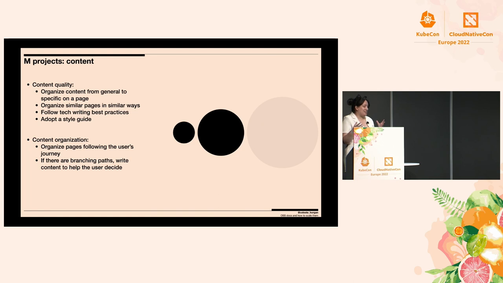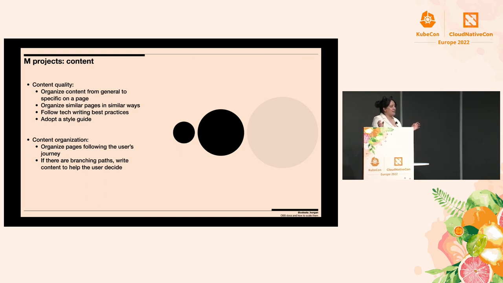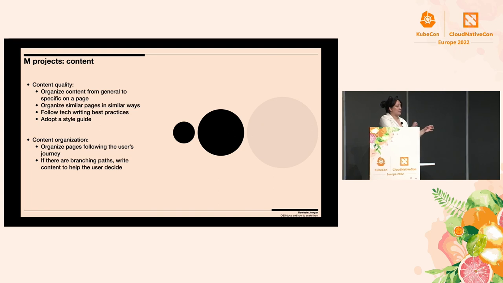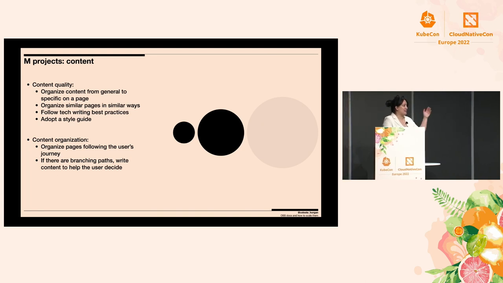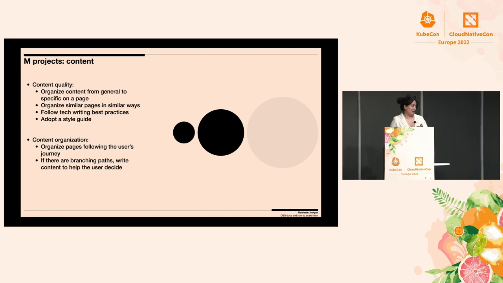Content organization. So in the world of technical writing, we often refer to this as information architecture. At this stage, when your content set has started to grow, you need to start thinking about what is a person's path through the content. What is the beginning-ish, the middle-ish, and the end-ish? You could truly think of it as a narrative. There is an easy shortcut that works for almost every project or product that I have ever been on in my 10-year career, and that easy shortcut is organizing pages following the user's journey.